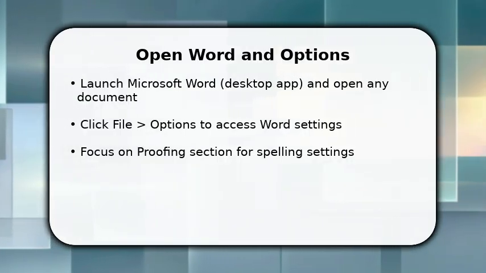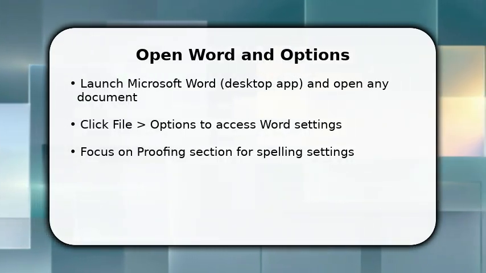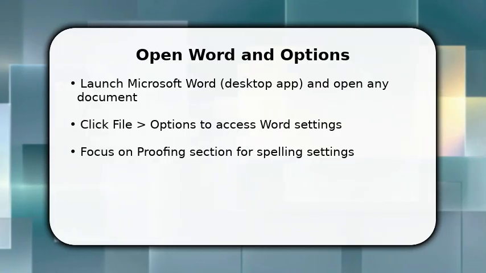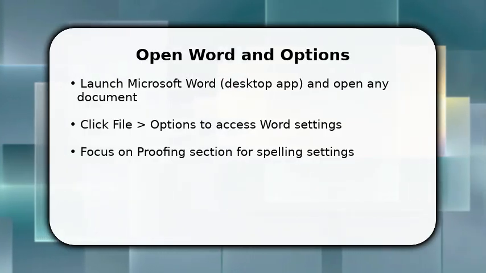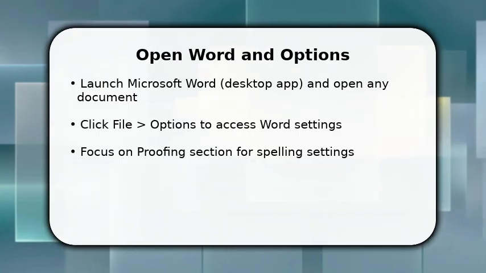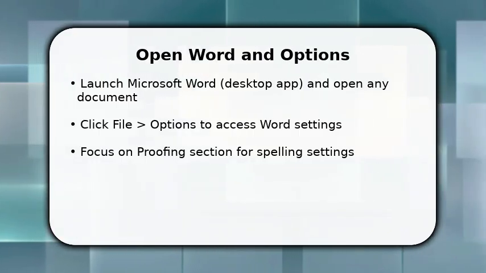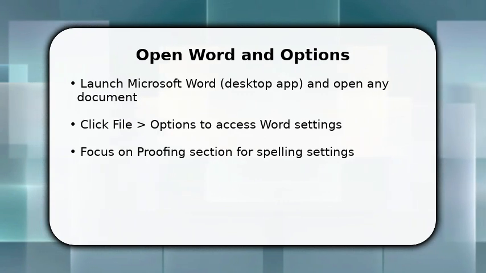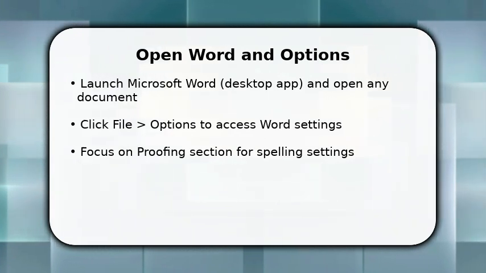After Options opens, go directly to Proofing. This is where Word keeps spellcheck and autocorrect controls, so you can change behavior globally versus per document. Take this step now, so the next changes affect all future typing and existing documents.